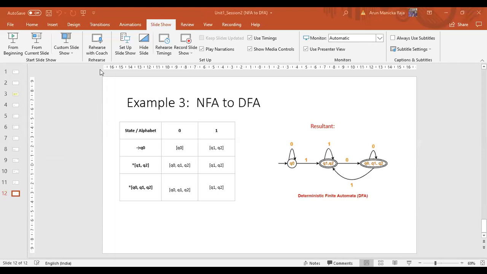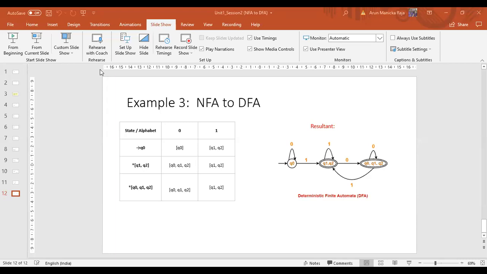In this problem we first calculate the epsilon closure for all the states. Here we have only two states, Q0 and Q1, so we calculate the epsilon closure for Q0 and Q1. Epsilon closure of Q0 is Q0, Q1, and epsilon closure of Q1 is Q1. The first step is to find the epsilon closure for all the states.